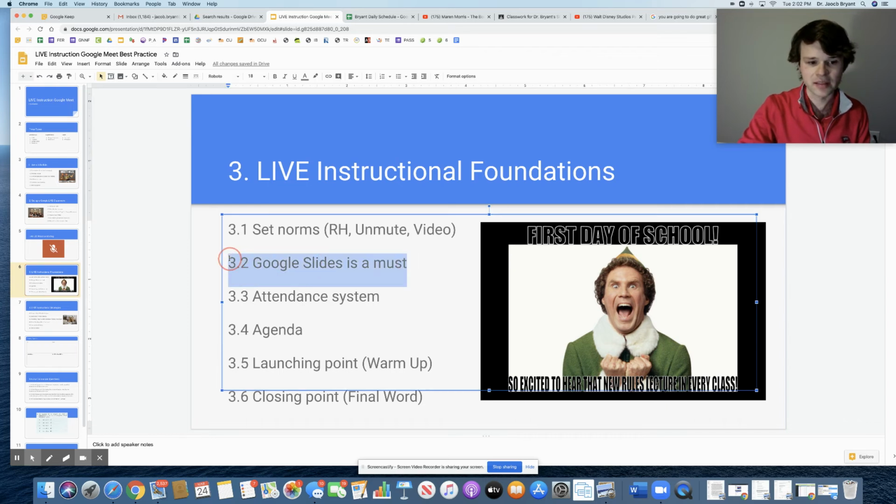Google Slides is a must. I think you've got to have something. If you're just sitting there trying to have conversations with 80 students at a time and they have no visual aid, it's going to be very difficult. So having Google Slides to go through that you're presenting from is ideal.